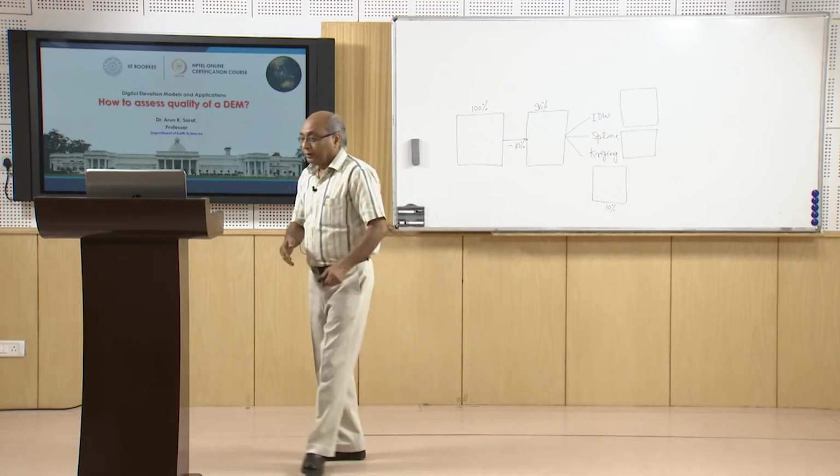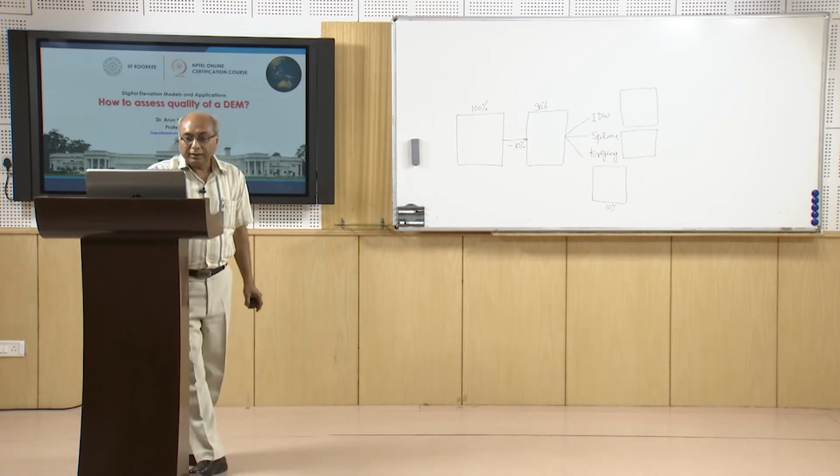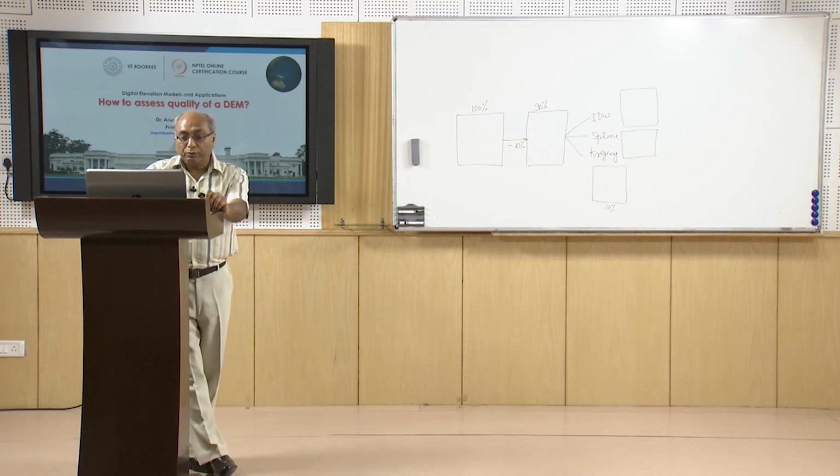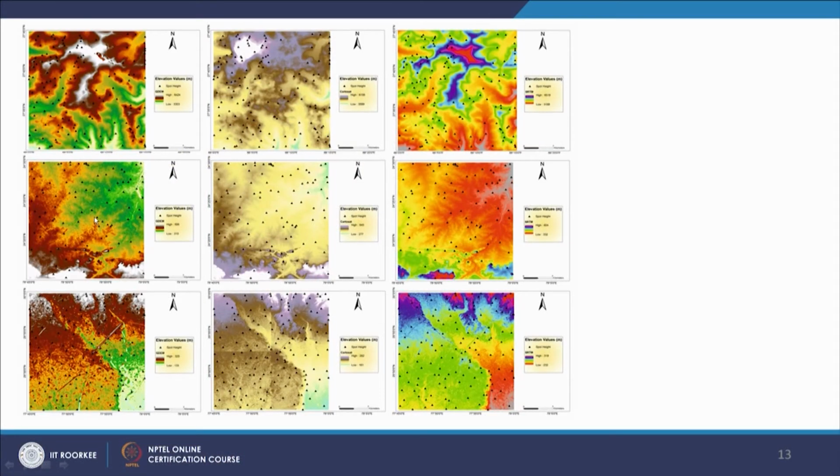One example is shown here, where I have digital elevation models derived from a variety of sources, and corresponding point heights are also plotted here. And what we see is that when we compare these with the point heights and the corresponding available elevation values, we find differences. So there are different results shown here against the different point heights.